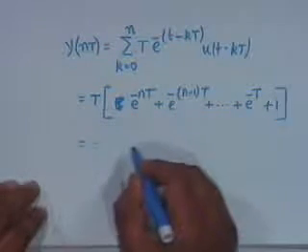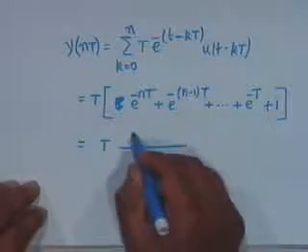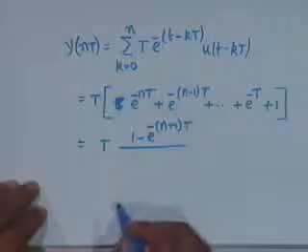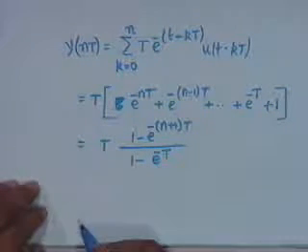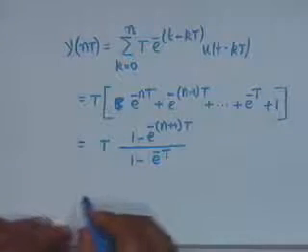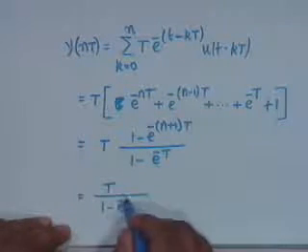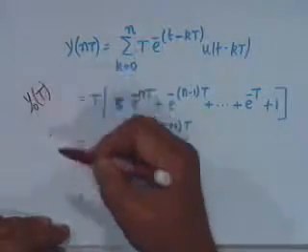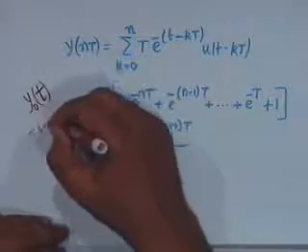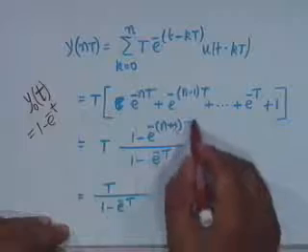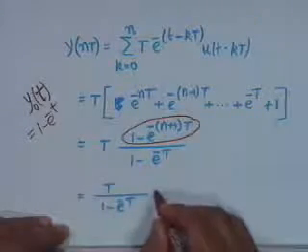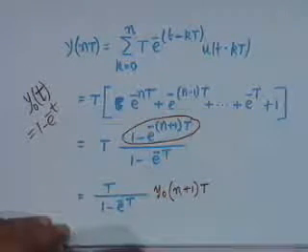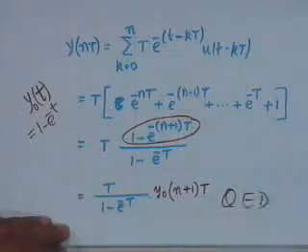Alright, and therefore this summation is simply capital T times (1 minus e to the minus (n plus 1)t) divided by (1 minus e to the minus t). This is a geometric series, I have summed it up. So this is equal to capital T divided by 1 minus e to the minus t. Now if you recall, y0(t), that is when capital T was tending to 0, y0(t) was 1 minus e to the minus t. And therefore the numerator term I can write as y0 of (n plus 1)t. And so I have proved it.